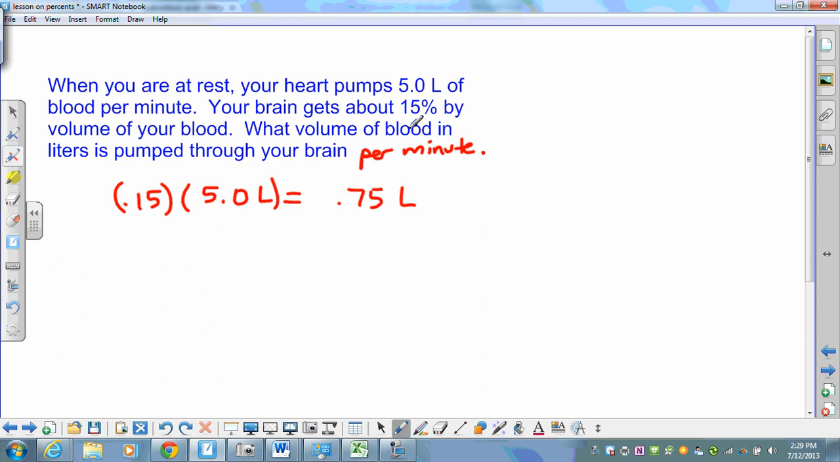Everything was in terms of per minute. We didn't touch that part of the problem, so this will also be per minute: the brain gets 0.75 liters per minute. And notice that when there is a measured quantity, as you have learned or you're about to learn in your science classes, you also need to consider the number of significant figures. In this situation, this is 5.0. It has 2 significant figures, and therefore we're going to leave our final answer in 2 significant figures as well.